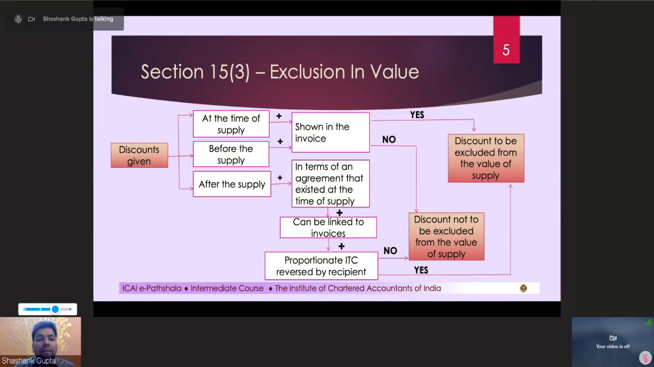Please note that for post-supply discount, these conditions are cumulative, that is, one over the other. All these conditions have to be satisfied. Even if one condition is not satisfied, then such discount shall not be allowed.